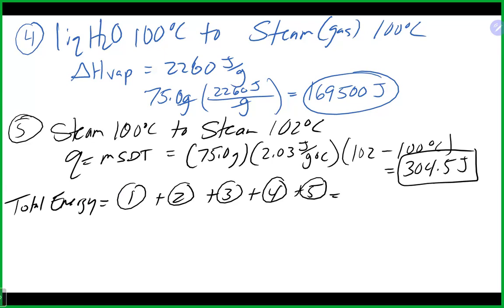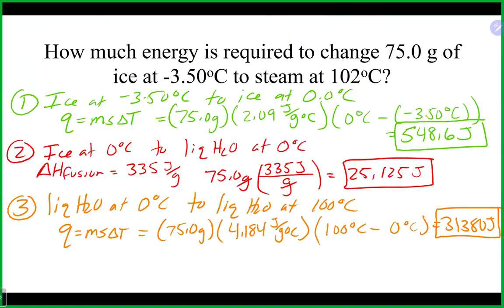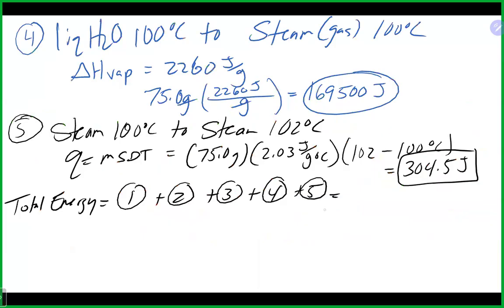169,500 plus 31,380 plus 25,125 and 548.6. That's going to give us a total amount of energy to do this of 226,858.1 joules. We'll round it here to about 227 kilojoules, divided by 1,000 in this case. And you'll end up with about 227 kilojoules.